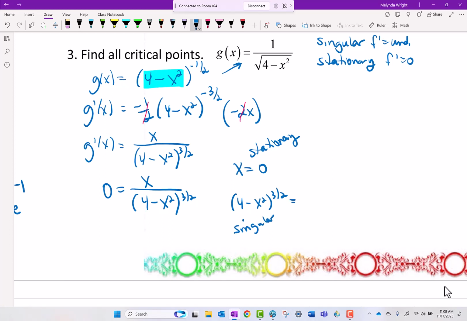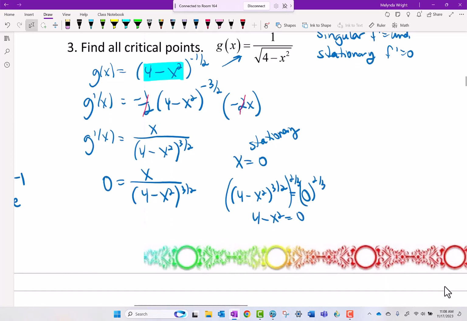The denominator equal to 0. Okay, so we raise each side to the 2/3. And I get 4 minus x squared is 0. And so 2 minus x, 2 plus x. So x is plus or minus 2.